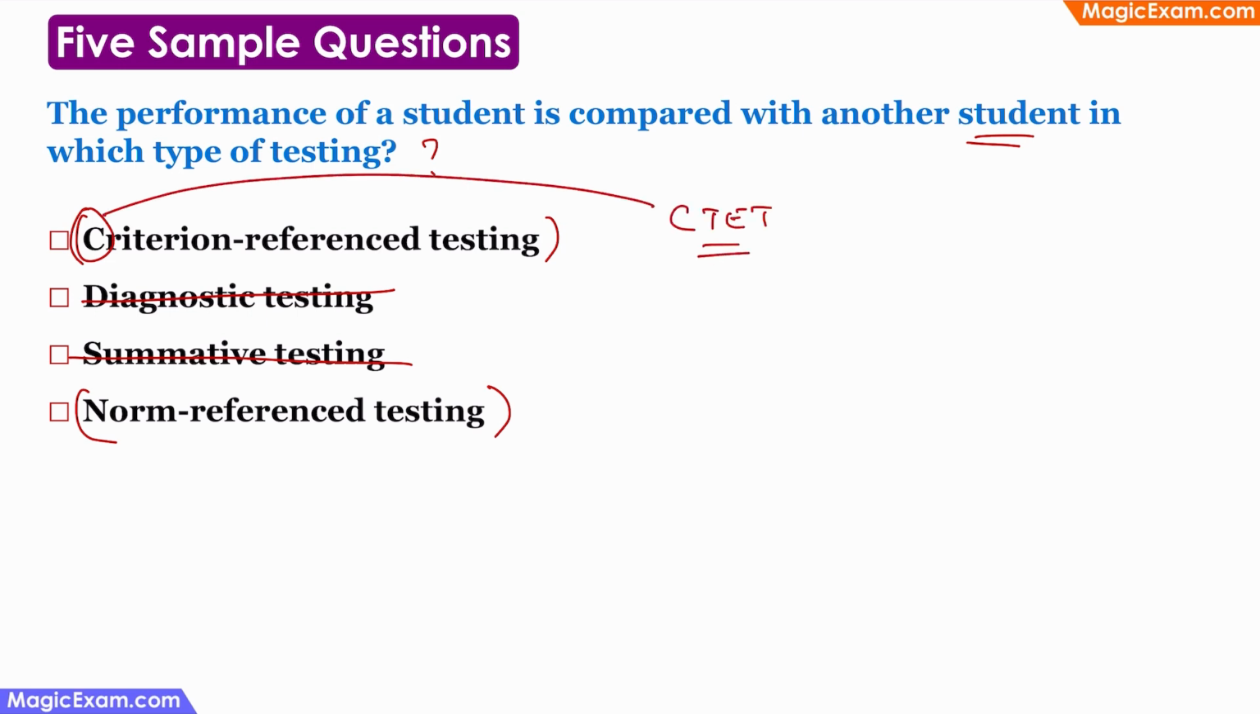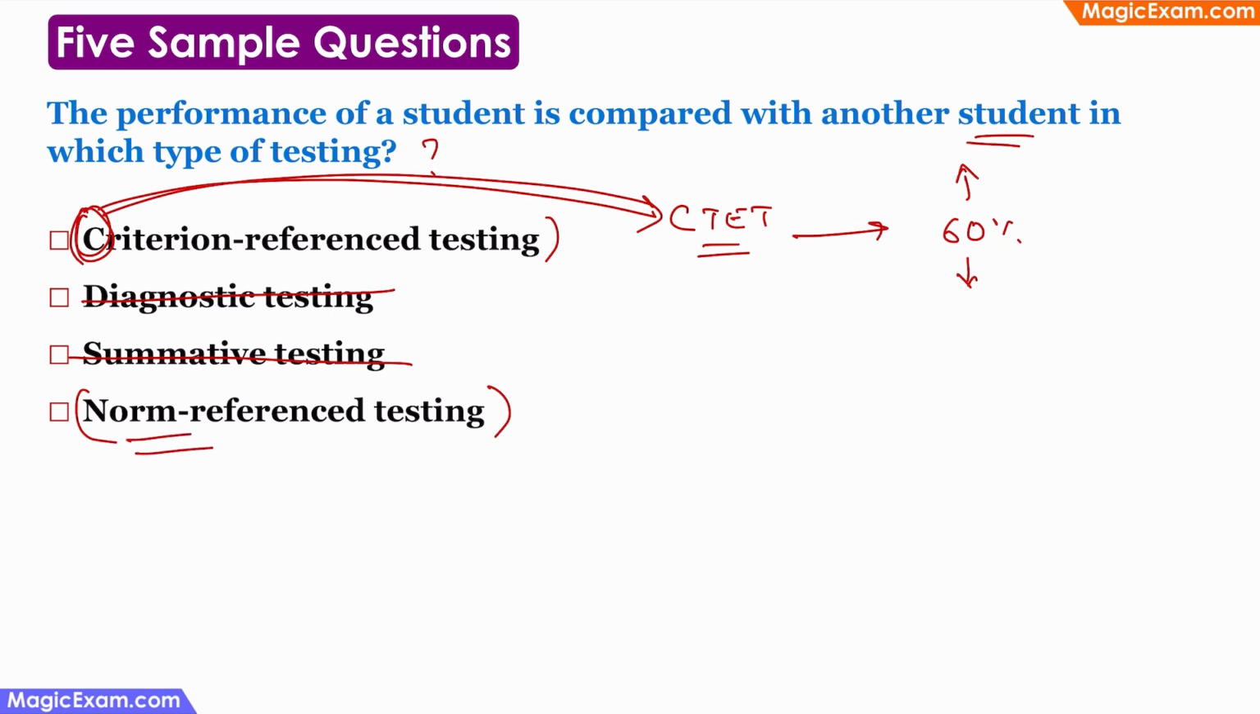So here in the CTET exam, you are not comparing two students against each other. You are comparing all the students against a criterion, such as 60% is the pass marks, and whoever scores 60% is pass, whoever is less than that did not qualify. Therefore, criterion referenced is like the CTET exam, where you are comparing students against a criteria.